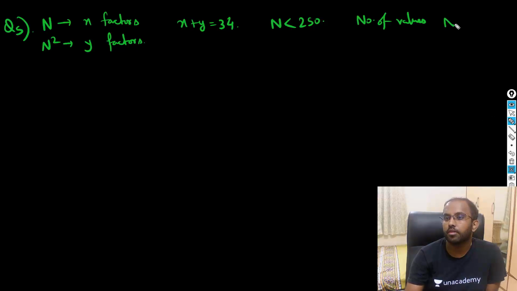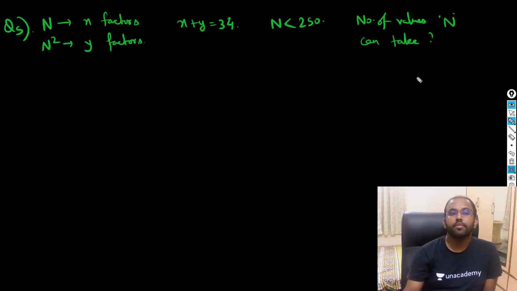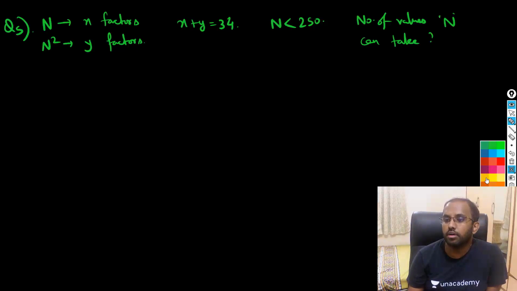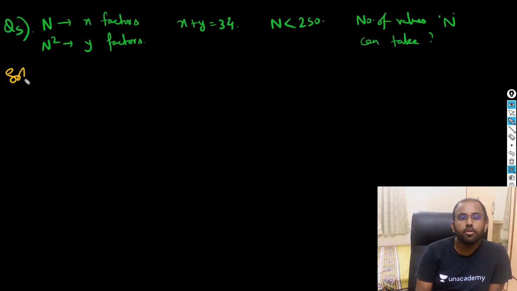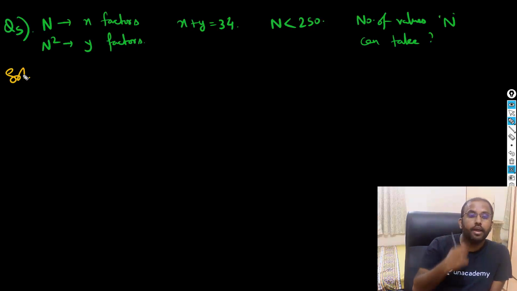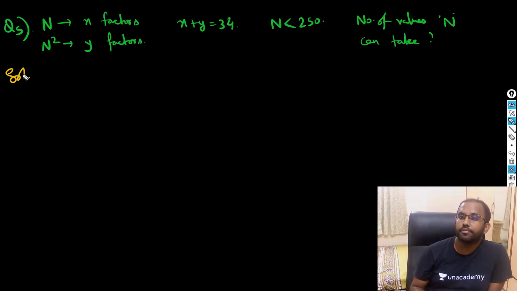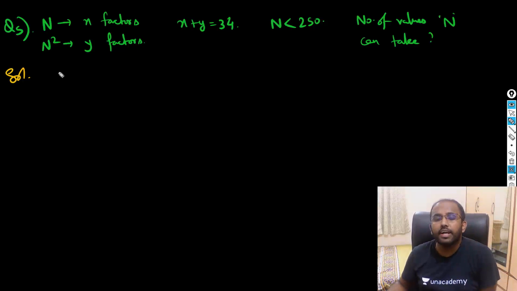Chalo, let's solve this question, guys. If you look at this question here, I just try to find it, okay, that the sum of the number of factors of n and n square is 34. Fine. Now, if I try to put some values or get an idea about the question.